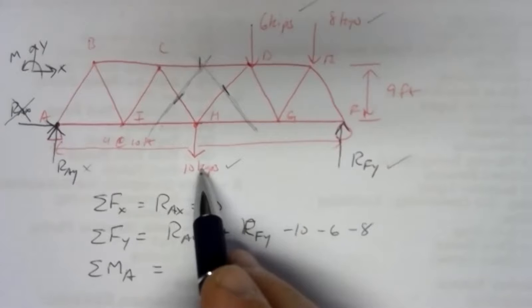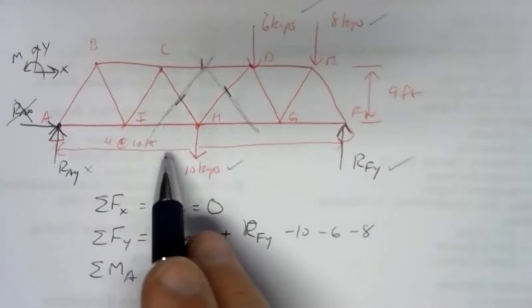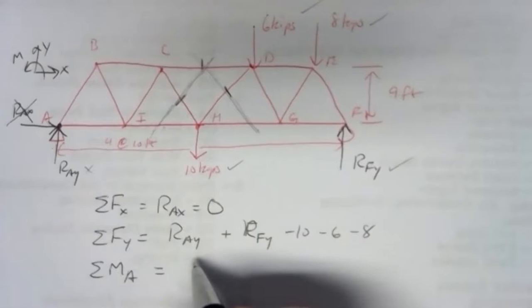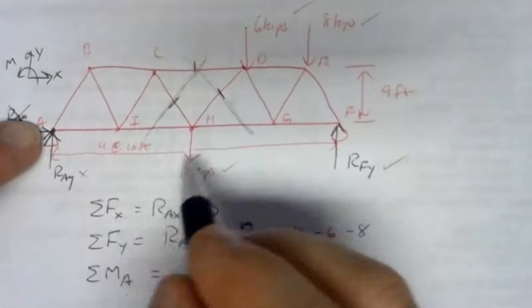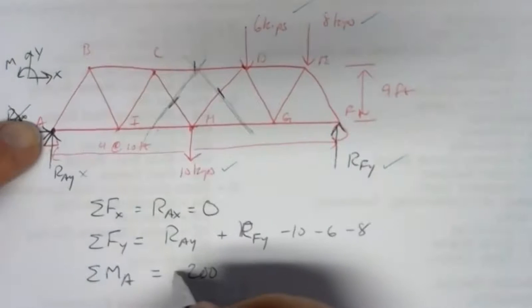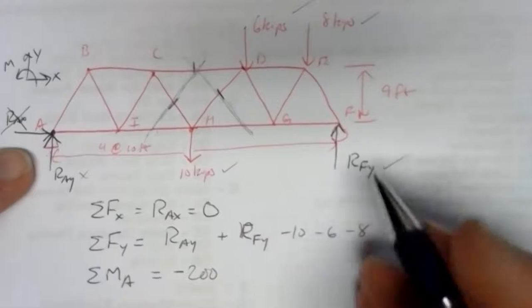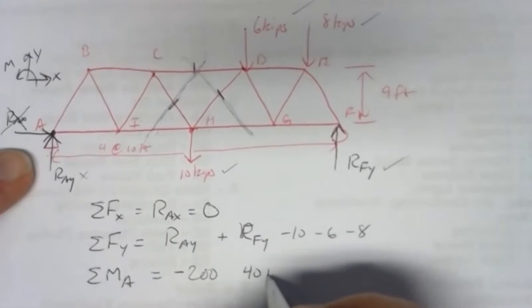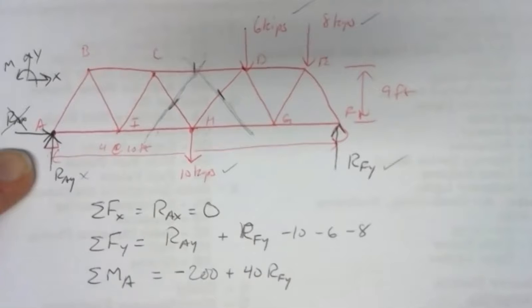So this 10 kip force, for example, is 2 bays away, and that is 20 feet, since each bay is 10 feet. So we have 20 times 10, 200 kip feet. If we're pinning at A and pushing down at H, that's a clockwise moment, so that's negative. RFY is 40 feet away, so it's 40 RFY, and that would be a counterclockwise moment, so it's positive.